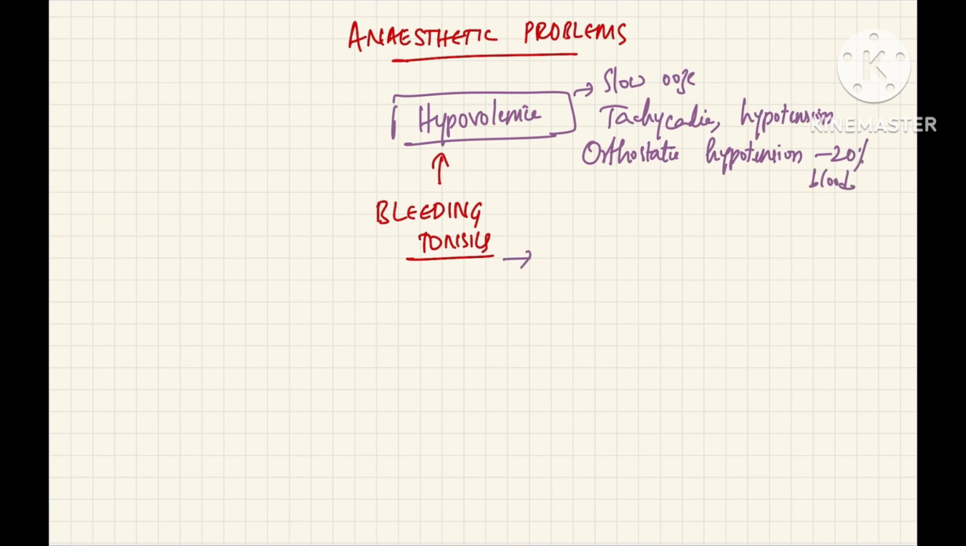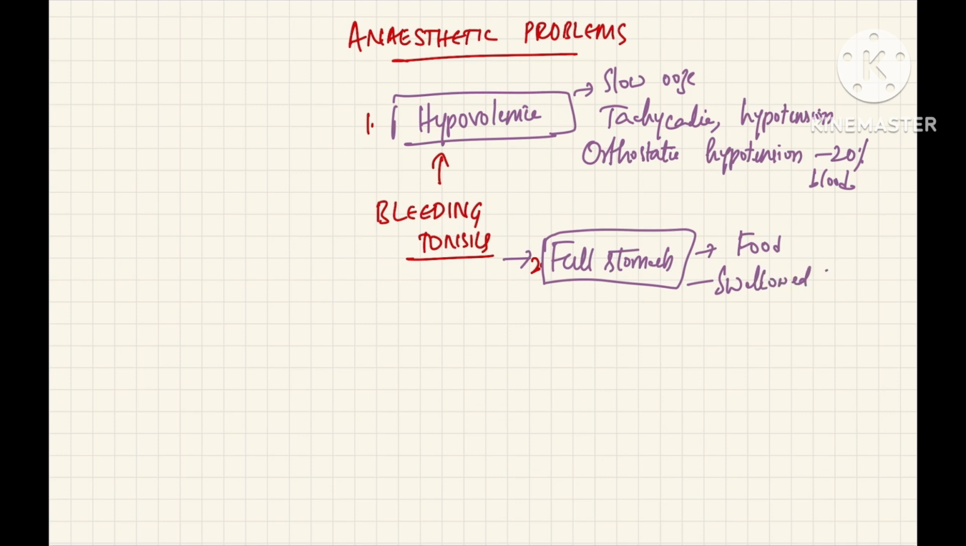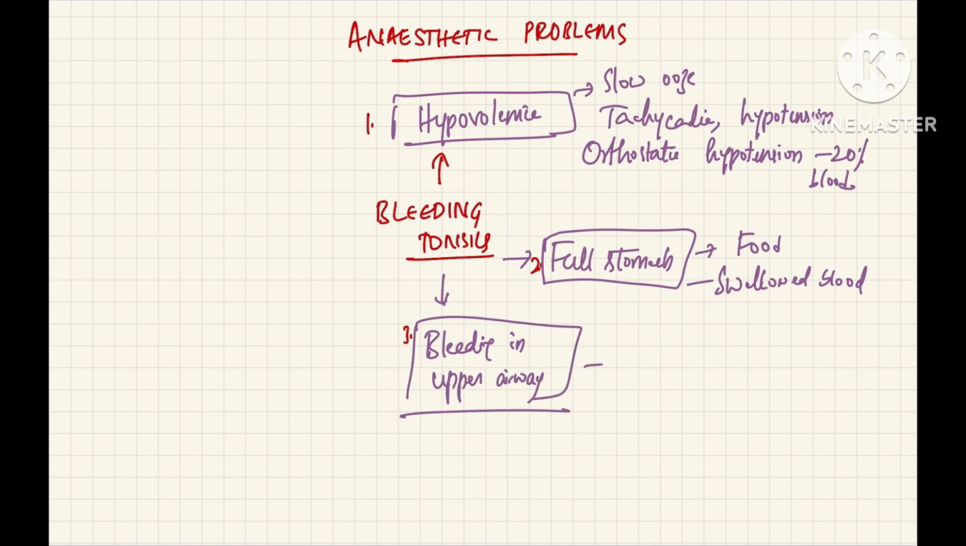Next problem is full stomach. Full stomach can be due to food or swallowed blood. The next problem which we face is bleeding in upper airway. This causes difficulty in intubation. So while preparing the OT, we also prepare a large bore suction. It will be easy to intubate.